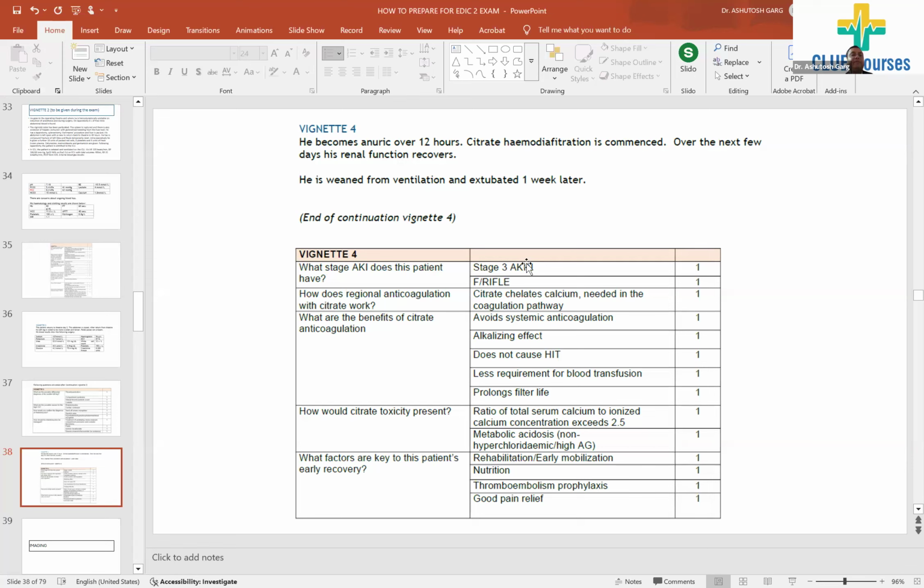So basically one vignette is one topic. They will cover around 10 to 12 important critical care medicine topics in these 3 or 4 cases. So be ready for that.